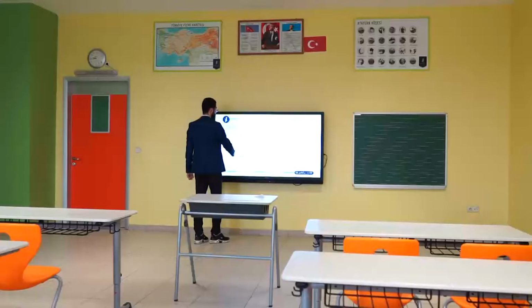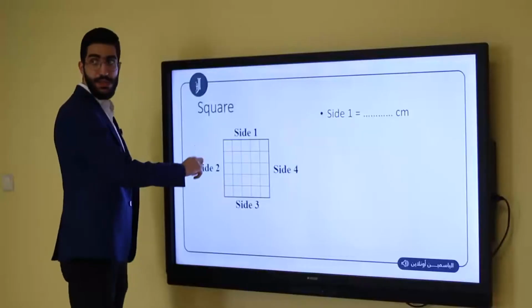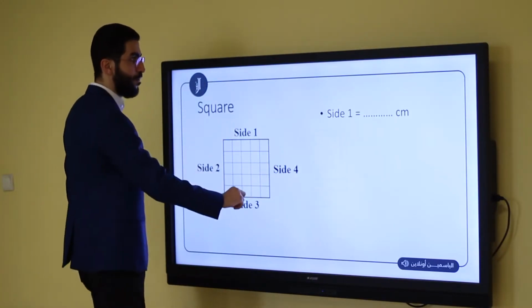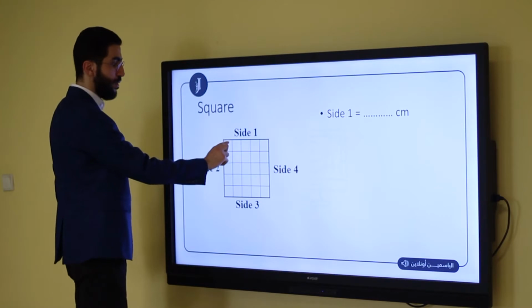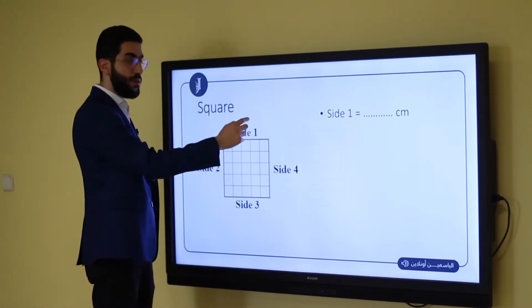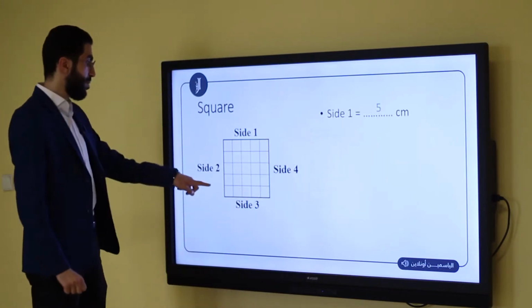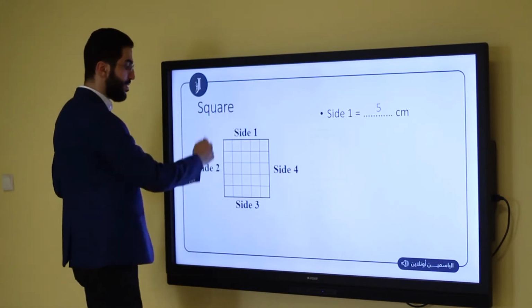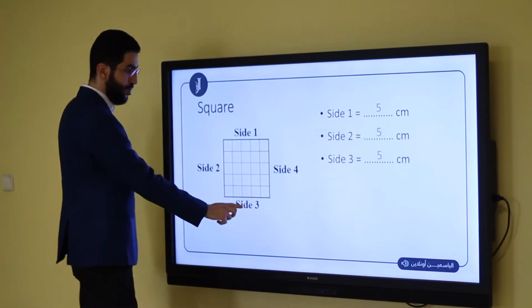Now let's see another shape. Now the square. As we know, the square is a kind of rectangle, but here all the sides are equal to each other. So side 1 is equal to sides 2, 3, and 4. Now we need to measure the length of side 1. Again we count how many squares: 1, 2, 3, 4, and 5. So side 1 should be 5 centimeters. Now what about side 2? As we said before, we don't have to count again because this is a square. In a square, all the sides are equal. So side 2 should be 5. Side 3 also should be 5, and side 4.